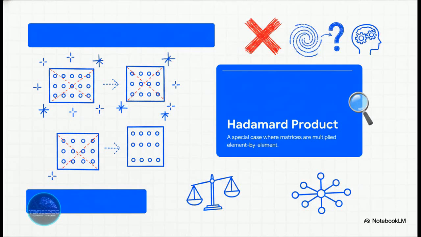Now, let's be super precise here. There actually is one very specific case in math where you do multiply matrices element by element. It's called the Hadamard product. But, and this is a massive but, you need to understand this is an absolute exception. It is not the standard rule of linear algebra. It's not what you use to solve systems of equations, or transform data, or run AI models. So for our purposes, put that out of your mind.